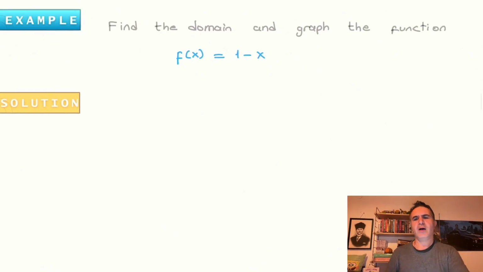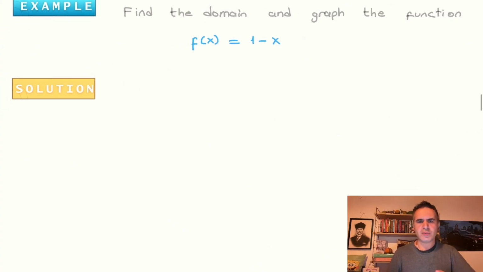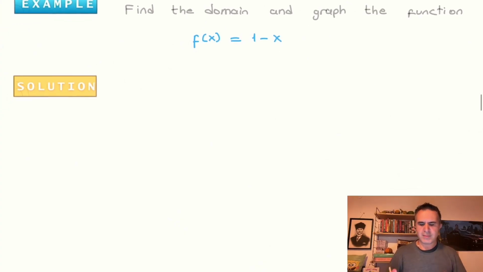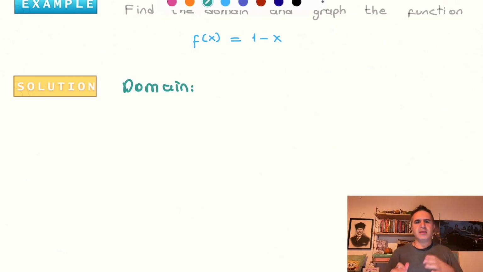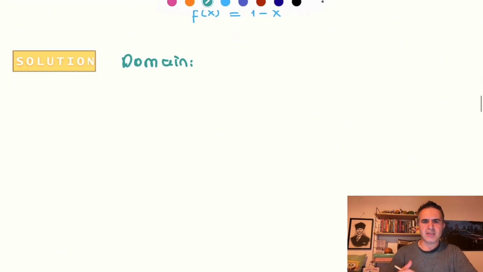Then our first question: find the domain and the graph of the function f of x equals 1 minus x. For this function, if we say domain, there is no real value of x that makes the function f of x equals 1 minus x undefined. So the domain of this function is all real numbers, and we show that like that.